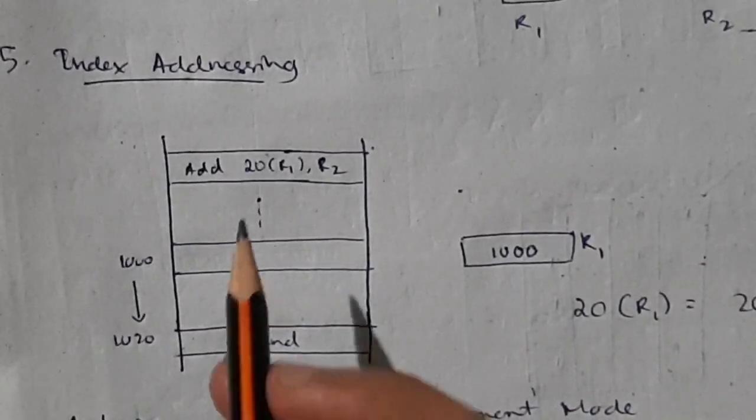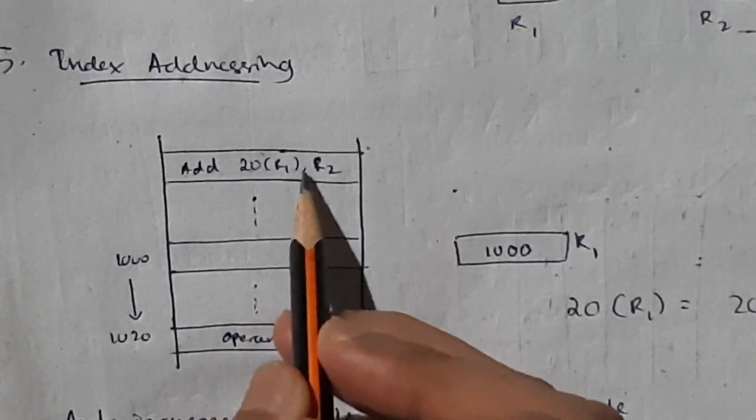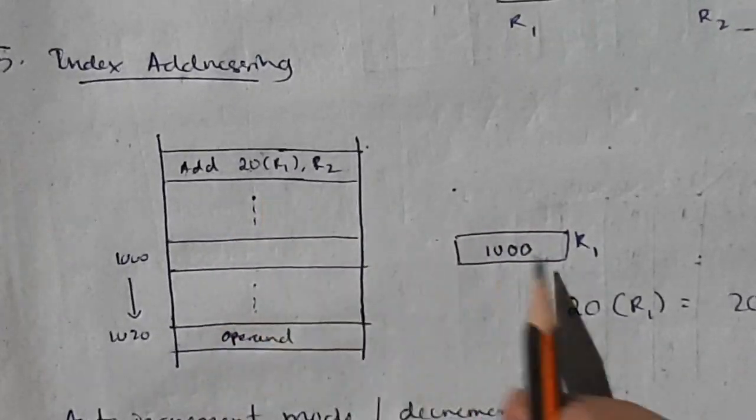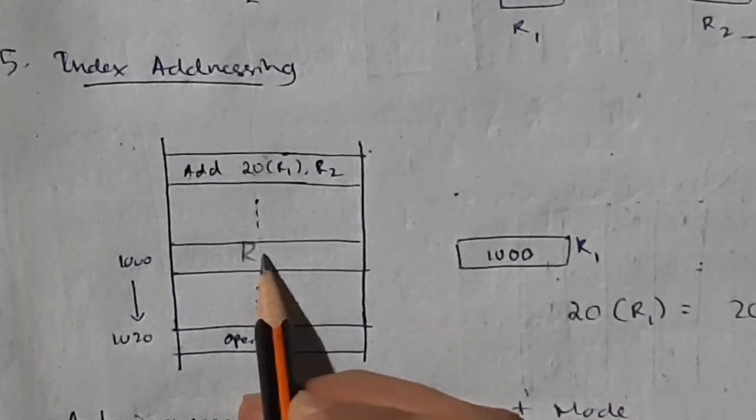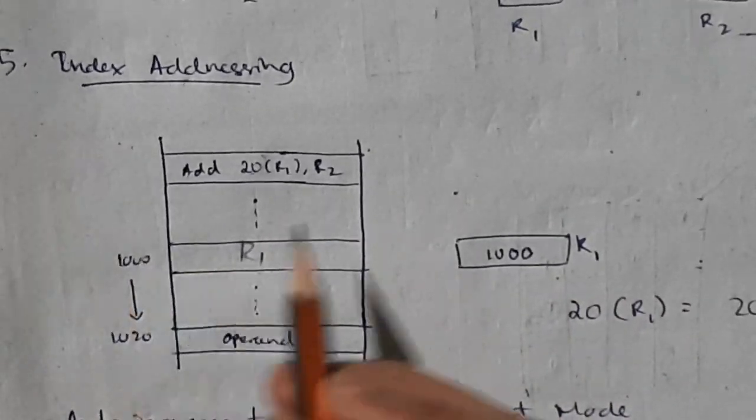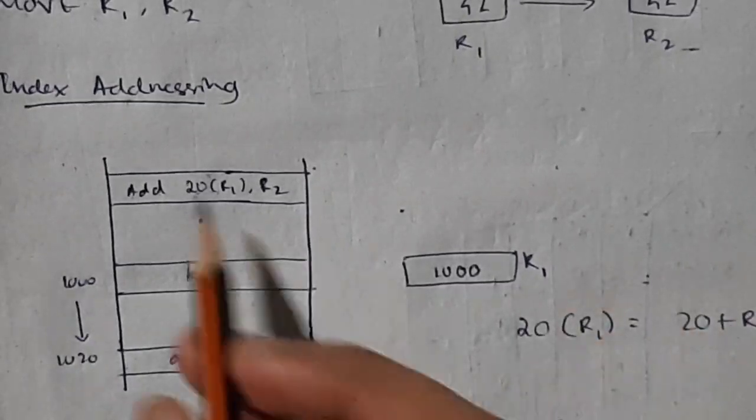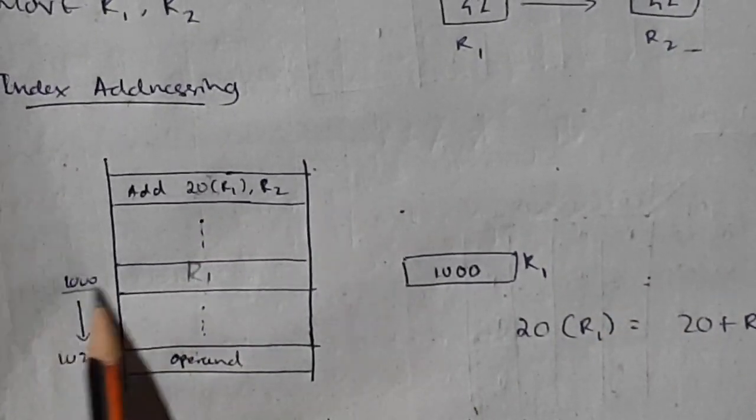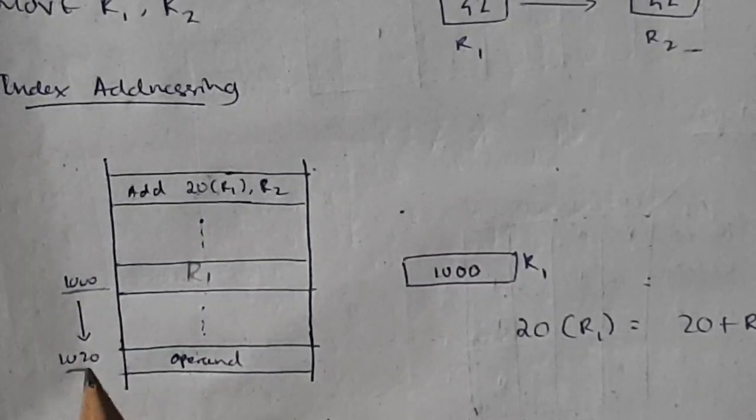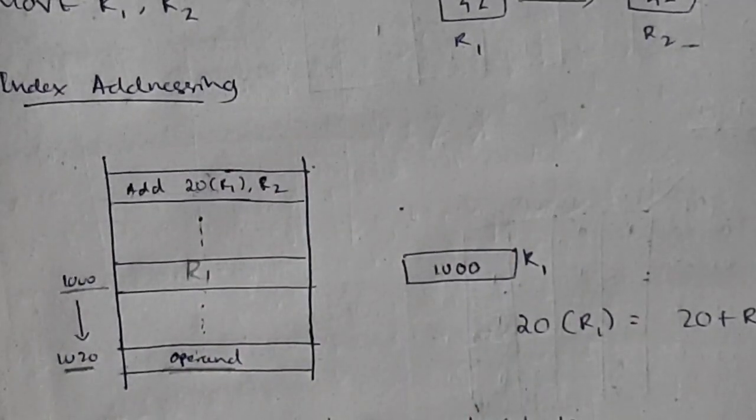In index addressing it will be of this form: add 20 in brackets R1 comma R2. Now R1 has 1000; R1 is stored at 1000. What does 20(R1) mean? 20(R1) means 20 plus R1, which is 1020. So add the contents after 20 locations from R1; R1 is at 1000, after 20 locations it's 1020, which will have the operand here. That operand should be added to R2.